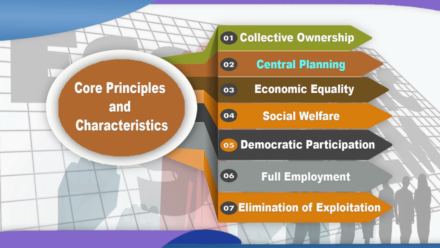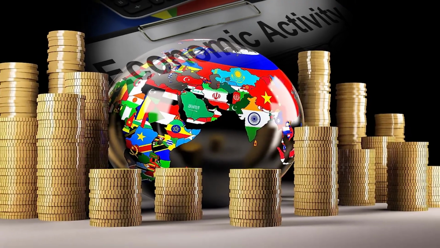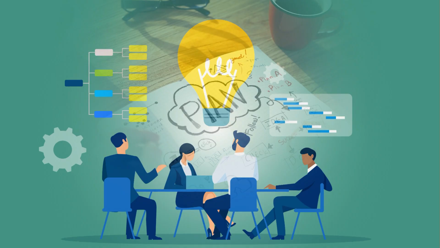Next is central planning. Socialist systems typically rely on central economic planning rather than market mechanisms to allocate resources and coordinate economic activity. Government planning agencies determine what goods and services should be produced, in what quantities, and how they should be distributed. This planning is intended to ensure that economic activity serves social priorities rather than individual profit motives.